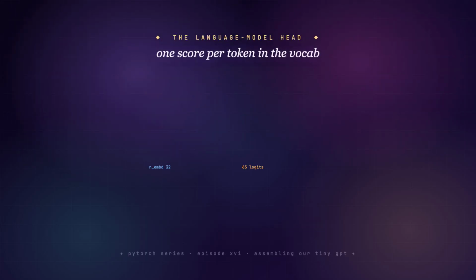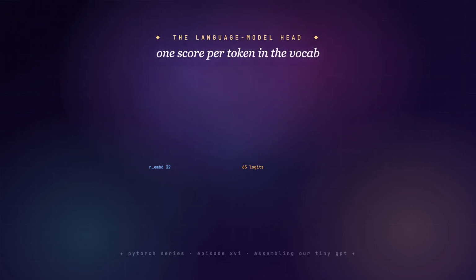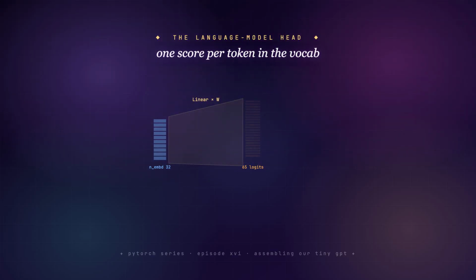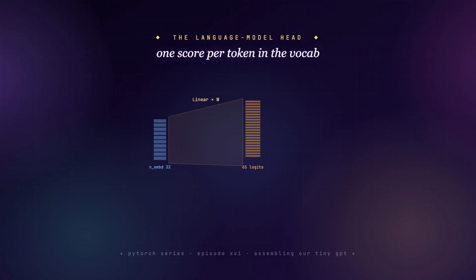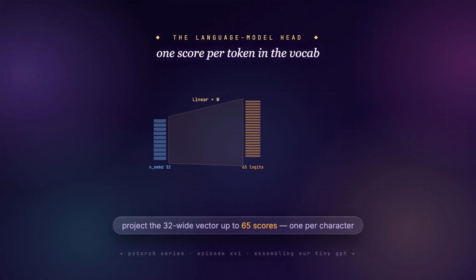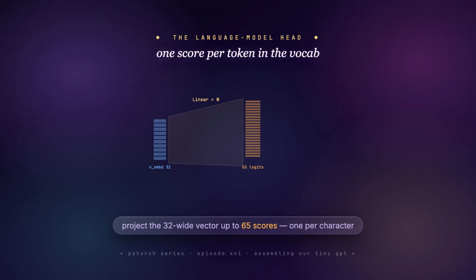At the very top sits the language model head. It's just one linear layer, but it does the most important job in the whole model. It takes each token's final vector and projects it down to one number per item in the vocabulary. 65 characters in our toy dataset means 65 scores. Those scores are the logits, the model's raw opinion about what comes next.